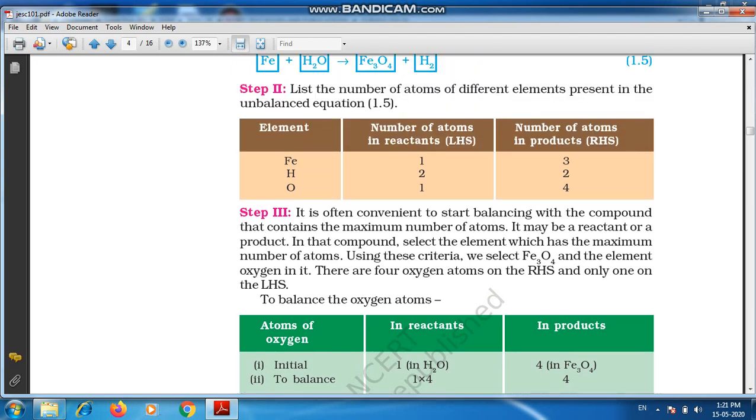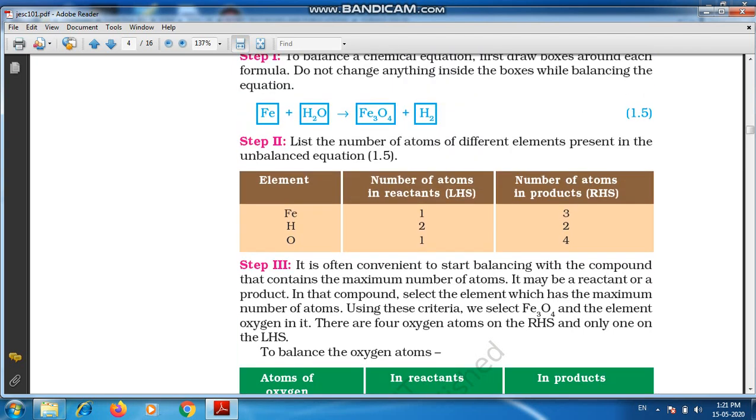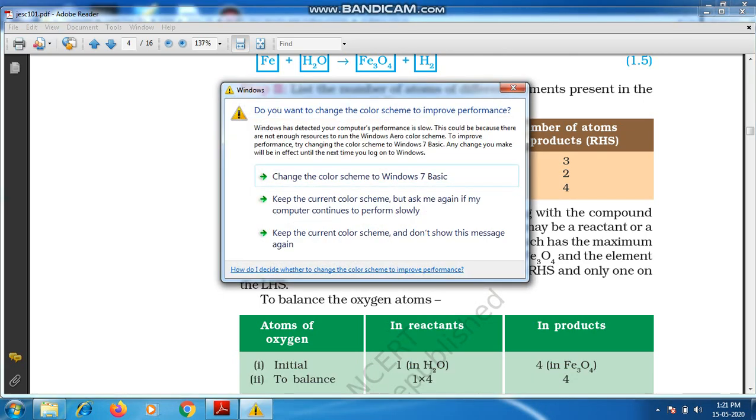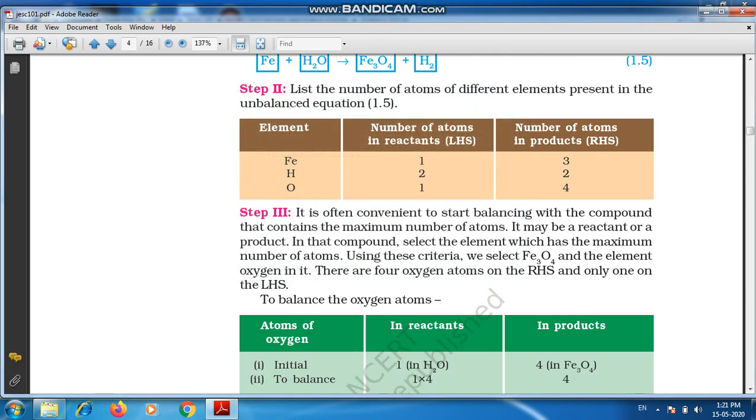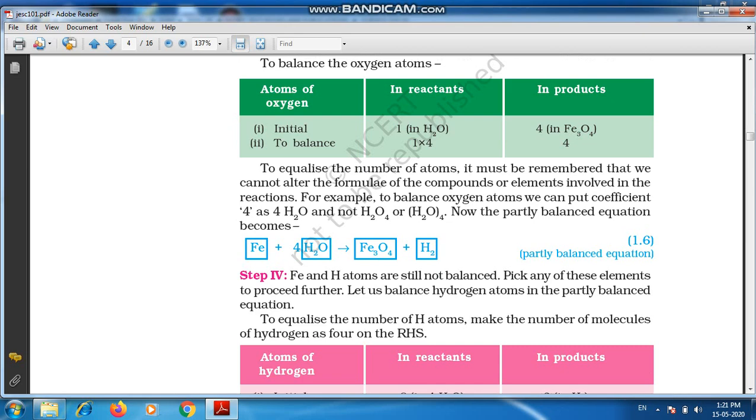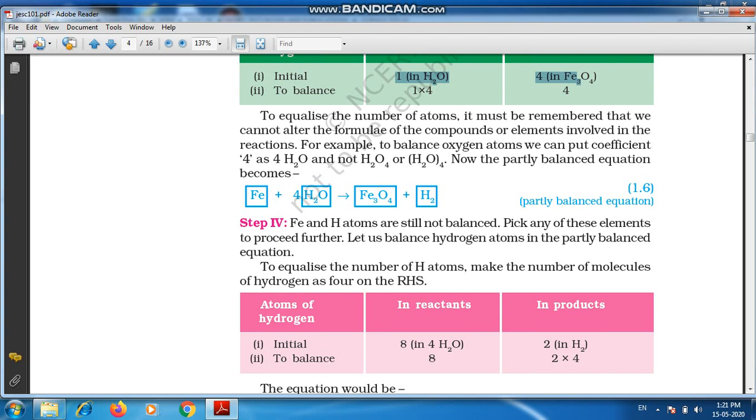So now initially we'll multiply H2O, as we have to make oxygen 4. So H2O has to be multiplied. We'll multiply H2O with 4. When you multiply H2O with 4, you can have a look in this table. So what you will get is Fe plus 4H2O.